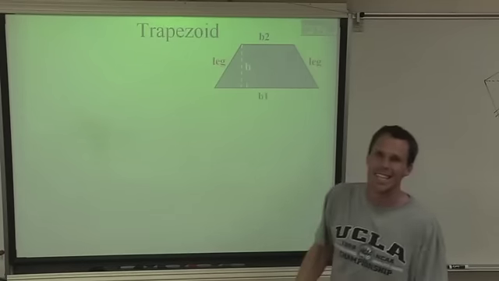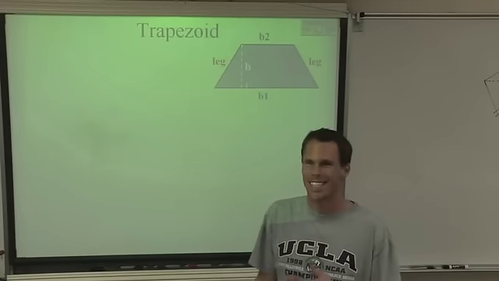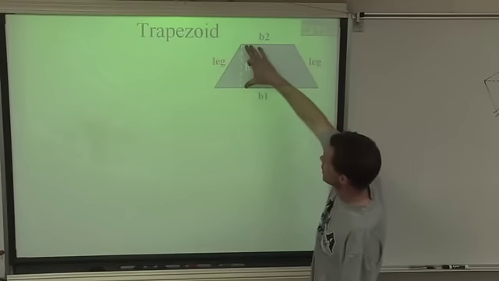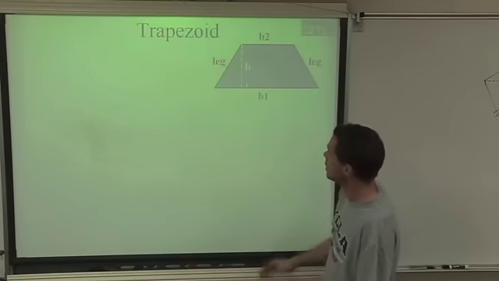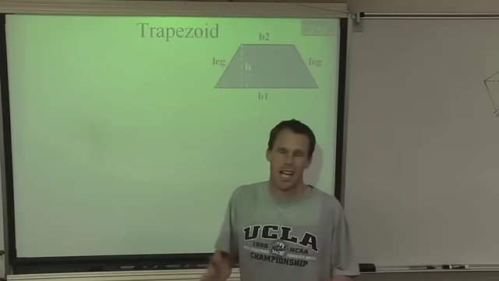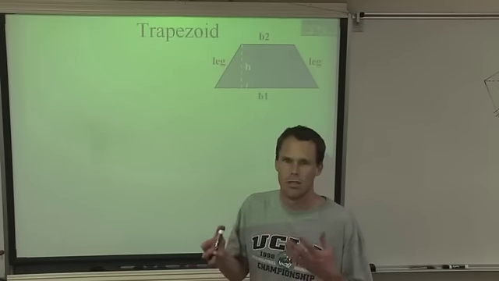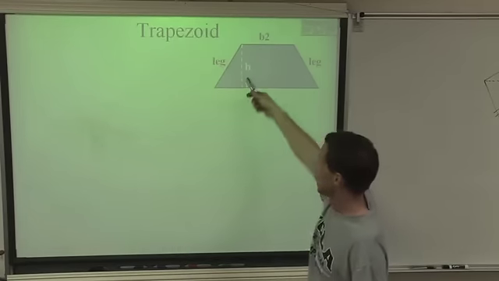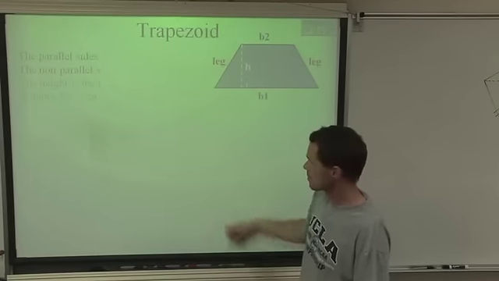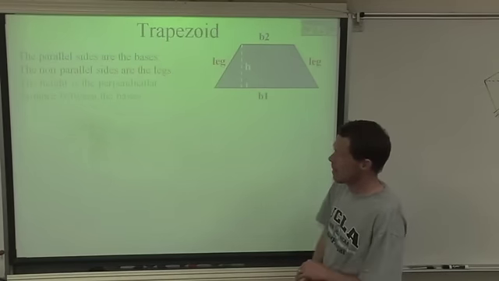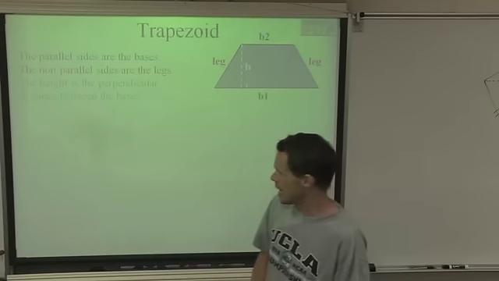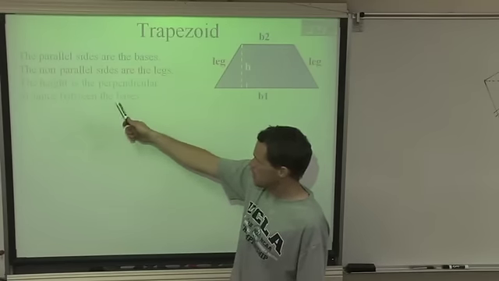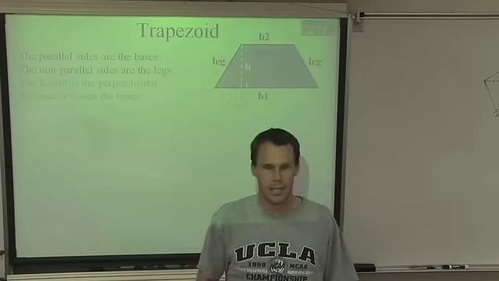The base and the height are perpendicular. The height is not a side of a trapezoid. Rather, it is the perpendicular distance between the two bases. Also, this one looks like it's an isosceles trapezoid, but it's not. It's just a regular trapezoid. Base 1, base 2, two legs, and a height between the bases. So the parallel sides are the bases, the non-parallel sides are the legs, and the height, hopefully we can see this, is the perpendicular distance between the bases. That's what the height is.